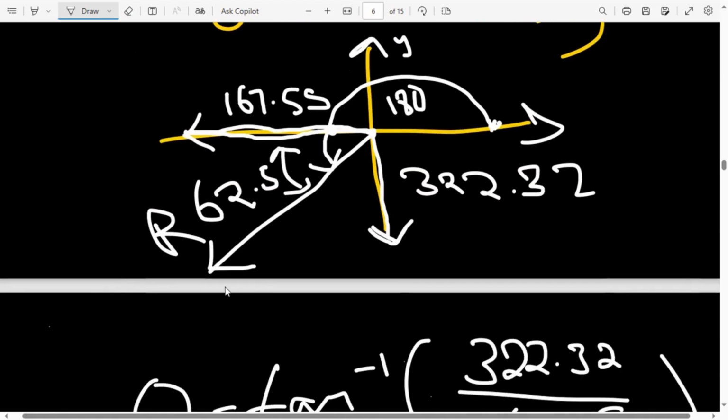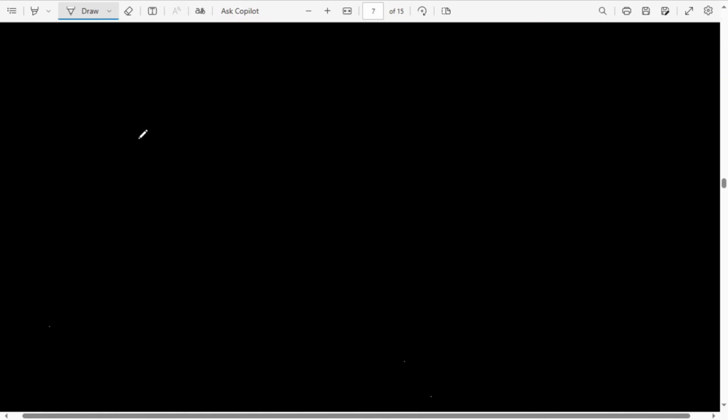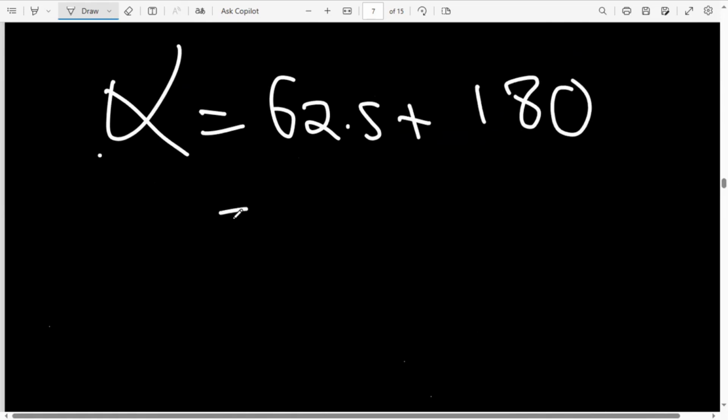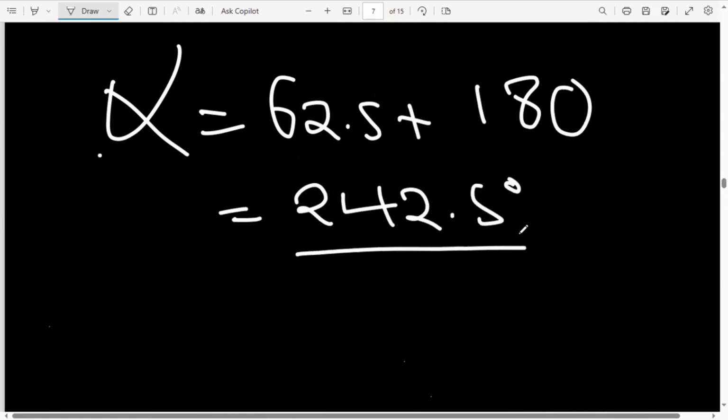To find the direction of this resultant, we want the angle starting from the positive x-axis all the way up to here. So we're just going to add 180 plus the 62.5. That will be our direction. We can represent it by this symbol. It's just going to be 62.5 plus 180. If you punch this on your calculator, you're going to get 242.5 degrees. So this is the direction.